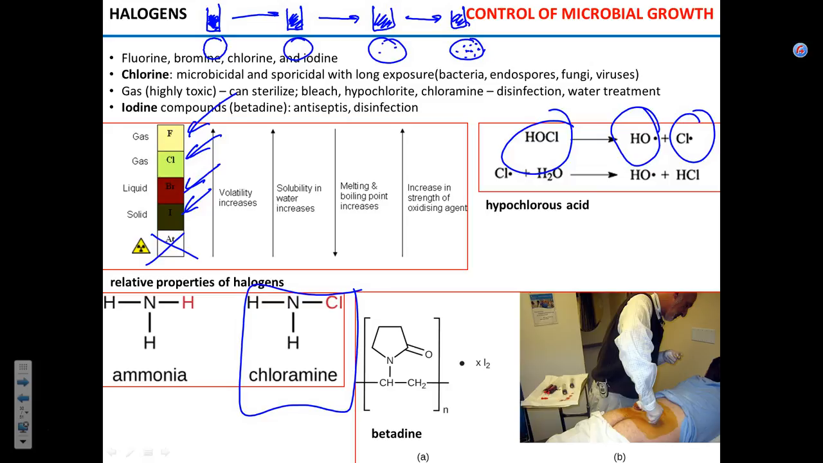Now what we have is betadine. We have a polymer called polyvinyl pyrrolidone. You don't have to memorize the name, don't worry. That polymer absorbs iodine molecules, allowing you to create a solution which you then can use for antiseptic treatment of patient's skin. And it oxidizes bacteria, it kills them. That makes sense? Terrific. You may have noticed I skipped bromine.